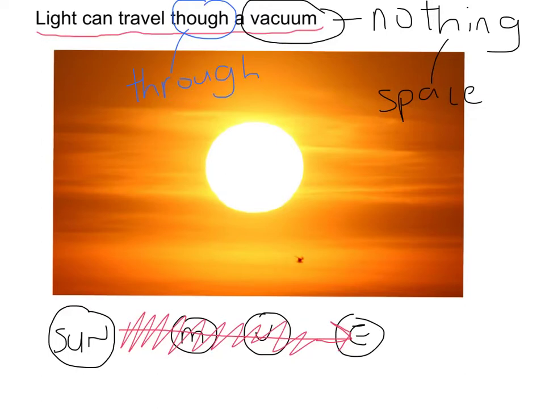And the reason why light can travel through a vacuum is because light doesn't need vibrations to travel through. It can travel through anything. It travels in a straight line. It doesn't start with a vibration. It doesn't need vibrations or pushing of particles to get from one place to another. And that's why light can travel through a vacuum. Okay, so let's recap on what we've done so far.